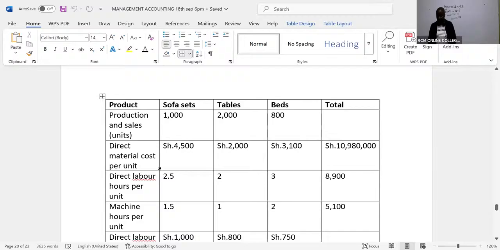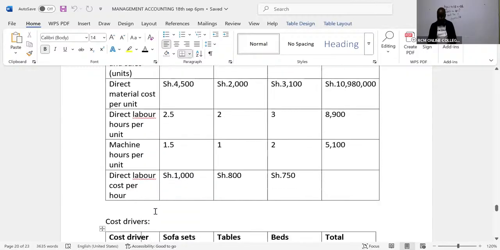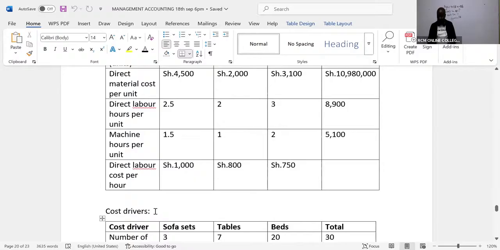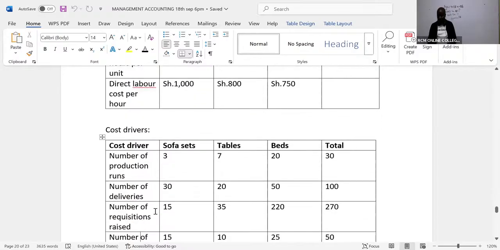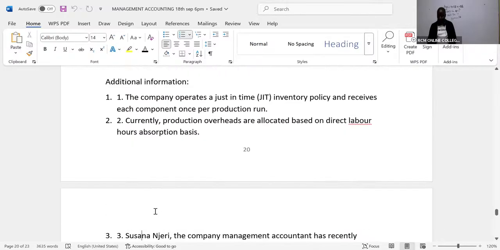Then they've given me direct material costs. I have direct labor hours per unit. I have machine hours per unit. I have direct labor cost per unit. Then they have given me cost drivers, nice things there. Additional information. 1, the company operates a just-in-time inventory policy and receives each component once per production run. 2, currently production overheads are allocated based on direct labor hour absorption basis.